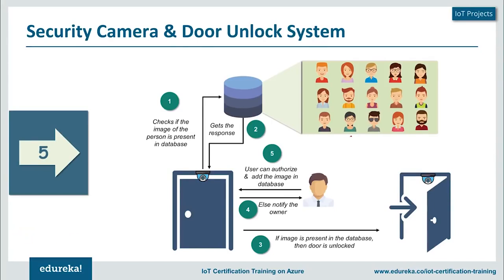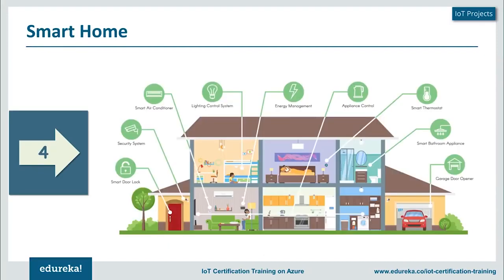Another usage of the security camera and door unlock system can be even at our homes, wherein we can identify who's come to our home when we're not there and either decide to give them access to our homes or not. Now the next thing is something that we all really desire to have, which is a smart home system. A smart home system can really make our life quite easy. Starting from energy management, where the light control systems, the AC, the appliances that we use, the thermostat, all this is managed. In short, trying to cut down the power consumption.